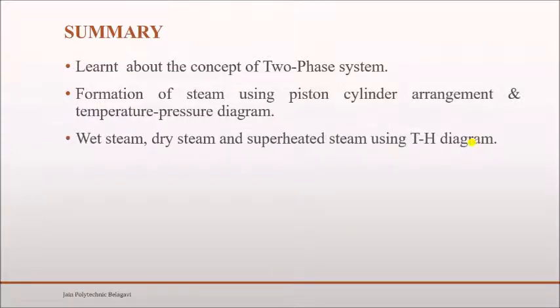Then we went through the different types of steam, that is wet steam, dry steam and superheated steam, using the TH diagram, that is the temperature and enthalpy diagram. In the diagram we have seen the different points: at what point you will get wet steam, at what point dry steam, and at what point superheated steam.